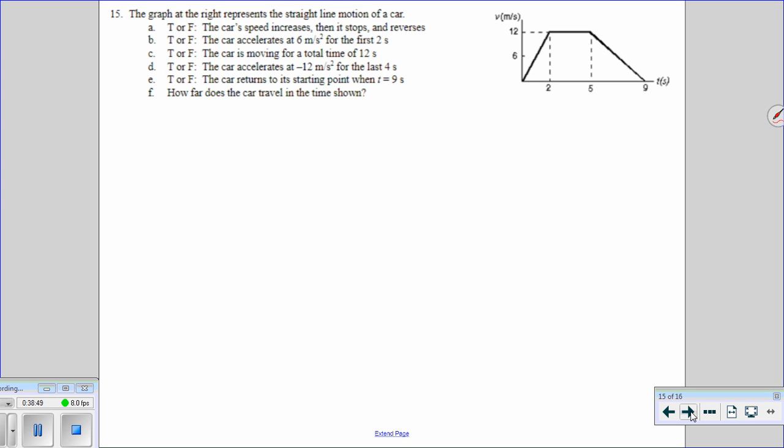B, CJ, it says true or false. The car accelerates at 6 meters a second squared for the first 2 seconds. True, that's totally true, right? Every second, the velocity increases by 6.